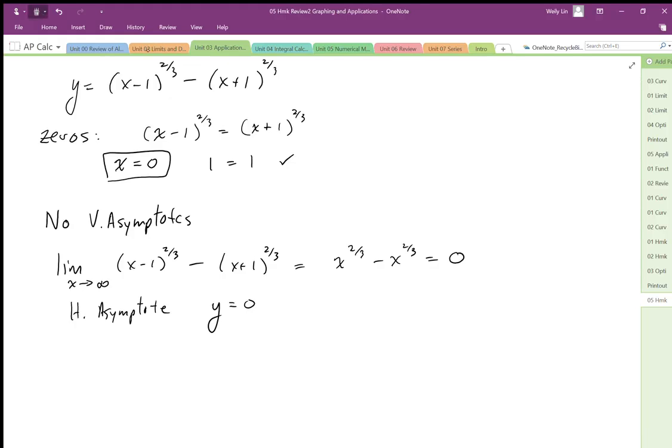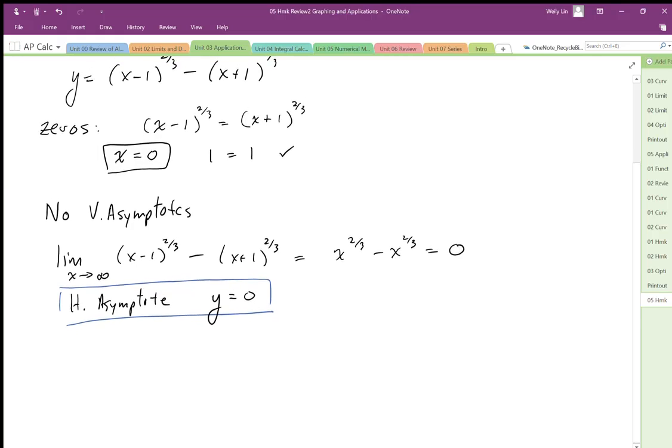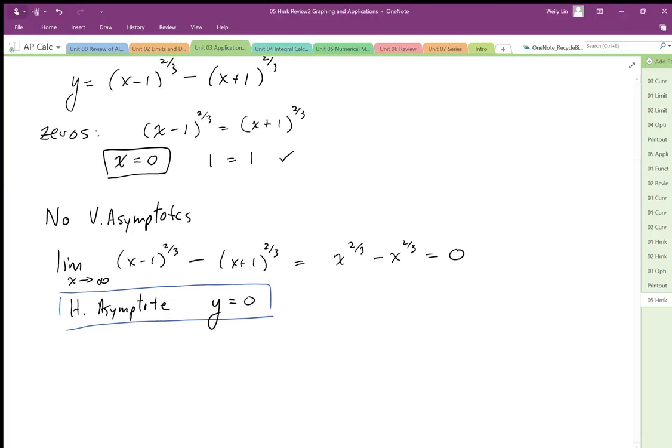So we've established there's a horizontal asymptote. I'm just going to make sure that I keep track of it. I'm just going to highlight that. There's a horizontal asymptote here. We have an x equals 0 zero. So we've got no vertical asymptote. We have a horizontal asymptote. We can move on to analyzing the derivatives.